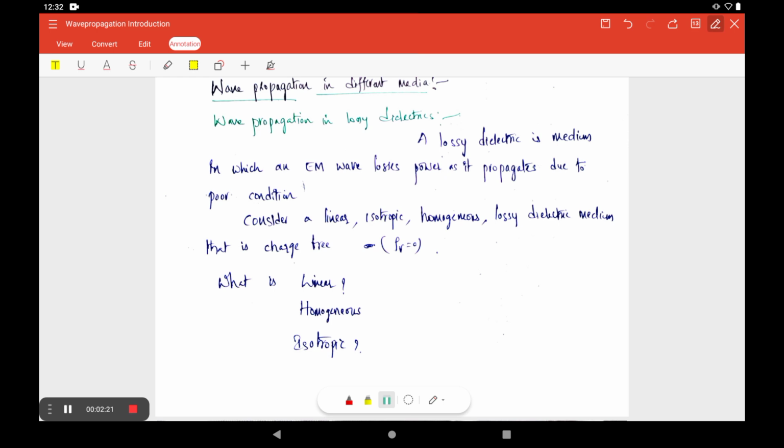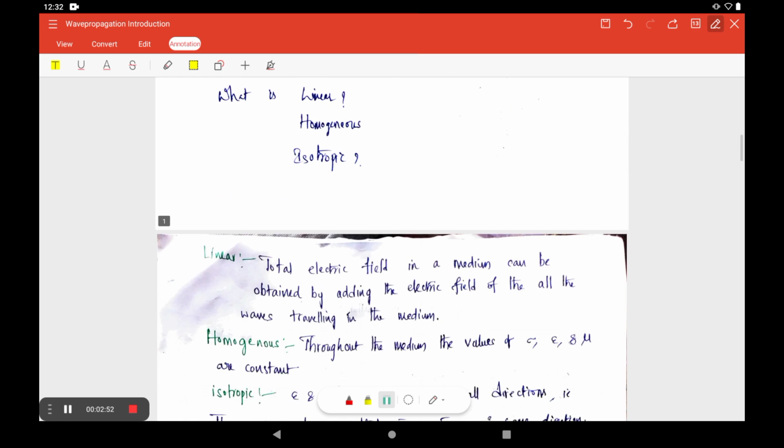We were specifically discussing lossy dielectrics, so an EM wave loses its power when it is propagating through the lossy dielectric medium. In that medium, consider a linear, isotropic and homogeneous lossy dielectric medium. It is charge free, that means rho v is equal to 0. Then what is meant by linear, what is meant by homogeneous, what is meant by isotropic. These are the different terminologies we need to study here.